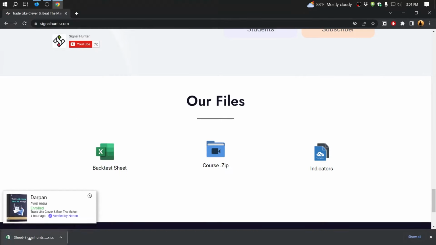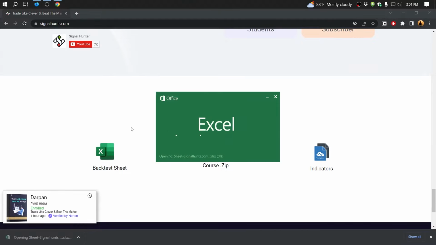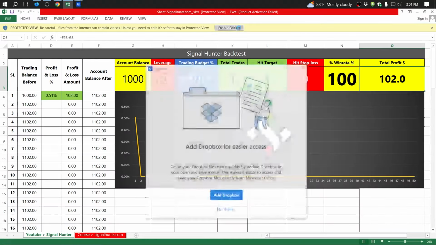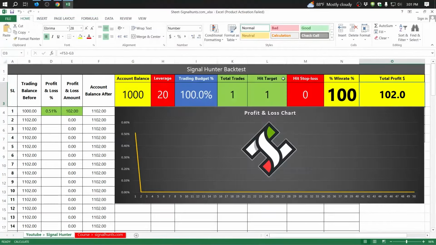Okay, the sheet is successfully downloaded, so simply click to open our sheet and enable the editing panel. Now I have to set the account balance, so I simply keep my capital at 1000, and right now the leverage is 20x. I think it's very risky, so I simply change it to 15 for this strategy. In this column we have to provide all the profit and loss percentages, then we will get the win rate and total profit, and also we can see how many trades hit our target and how many hit stop loss as well. So let's start backtesting.